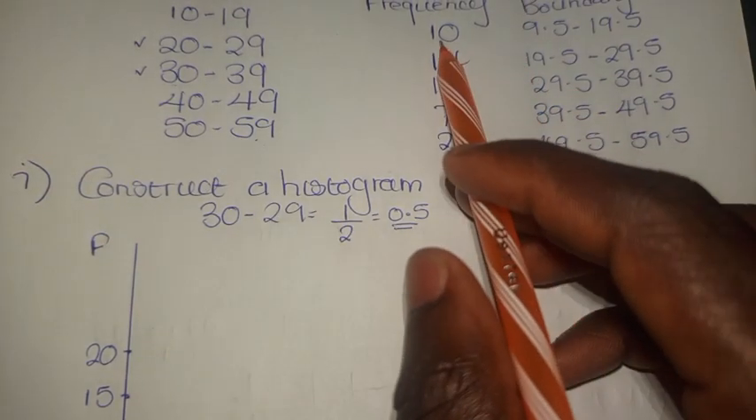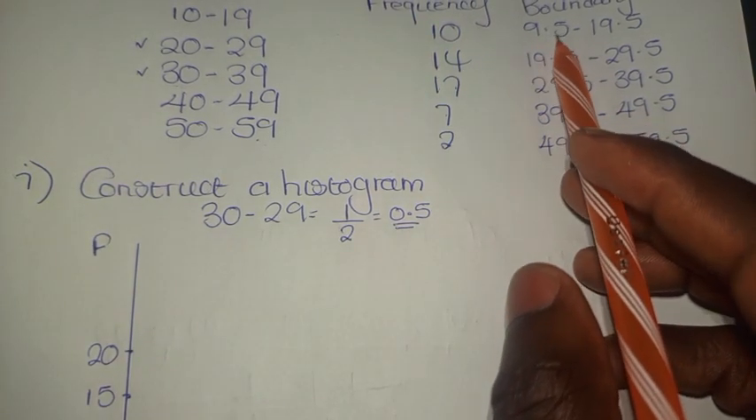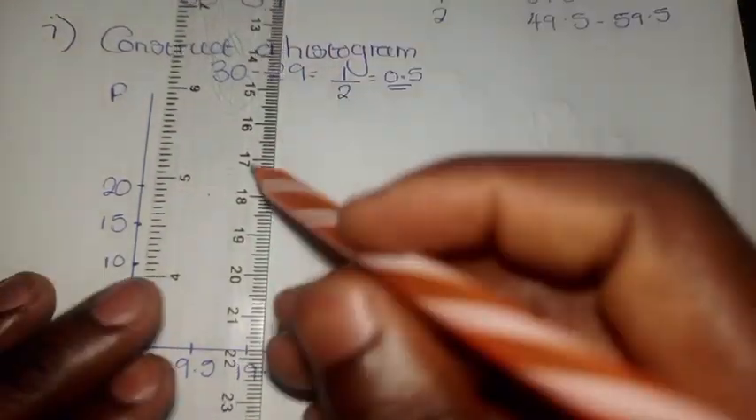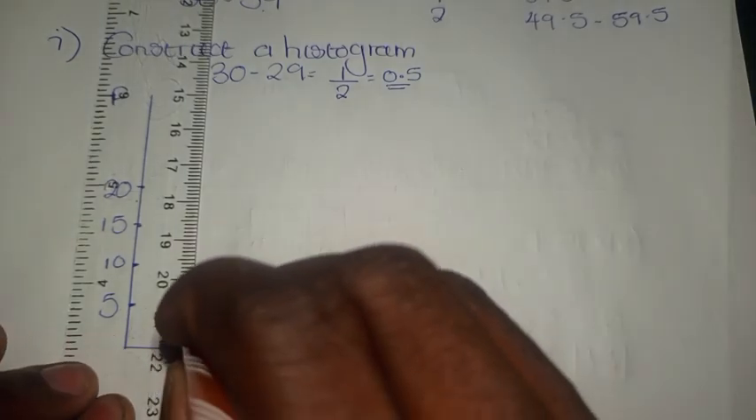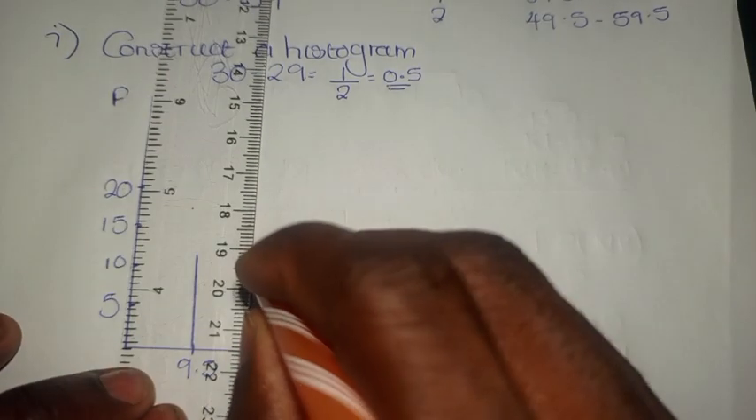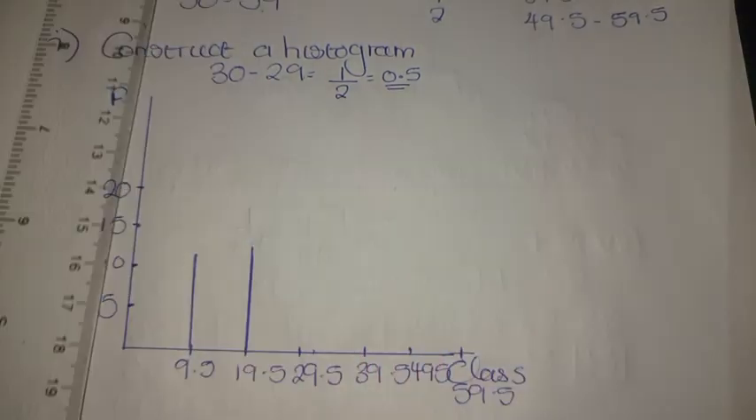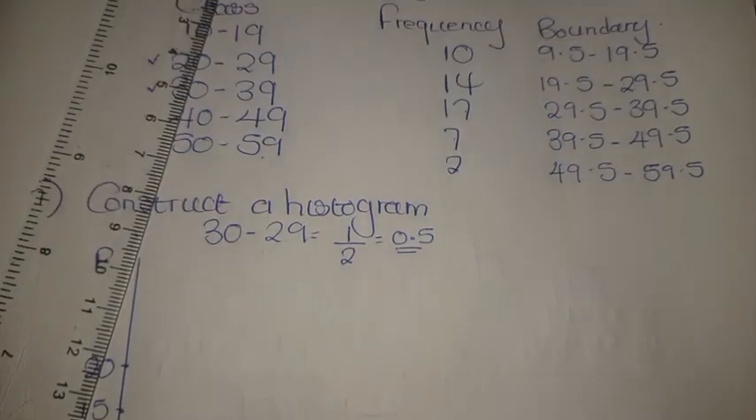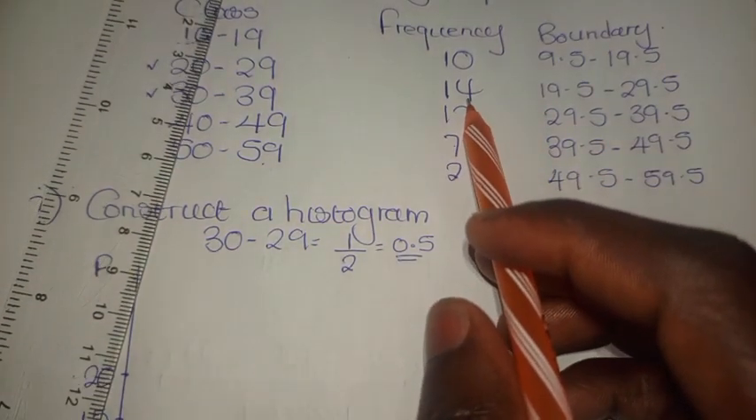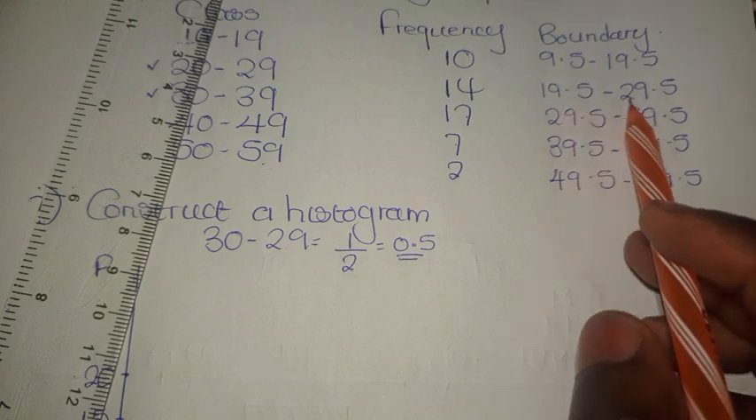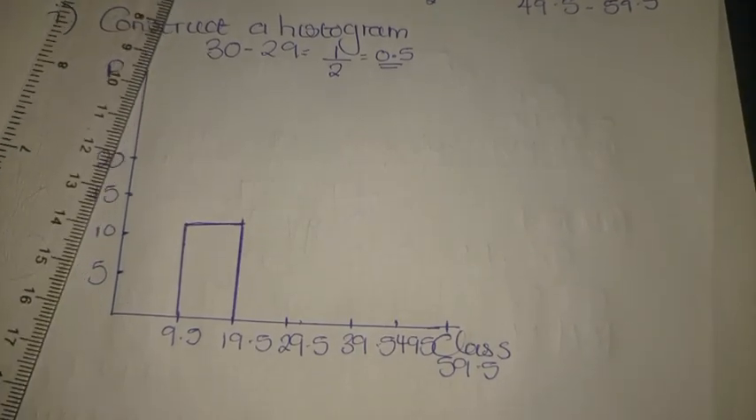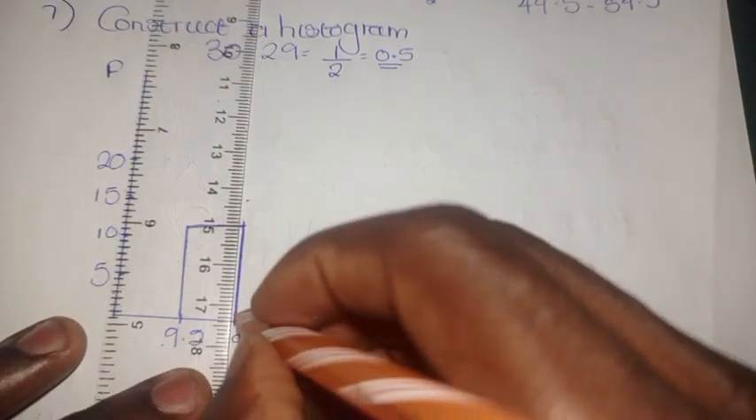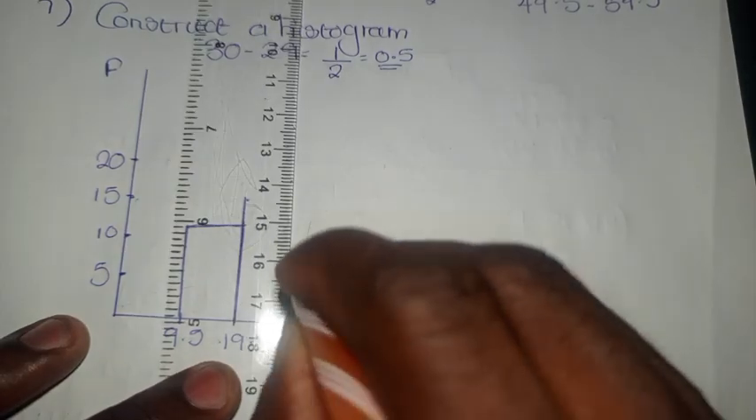Remember, the first one is 10, which is 9.5 to 19.5. So you draw your histogram here all the way to there. This is the first one. The second one is telling us to go all the way to 14, starting from 19.5 all the way to 29.5. Remember, 14 is somewhere here.